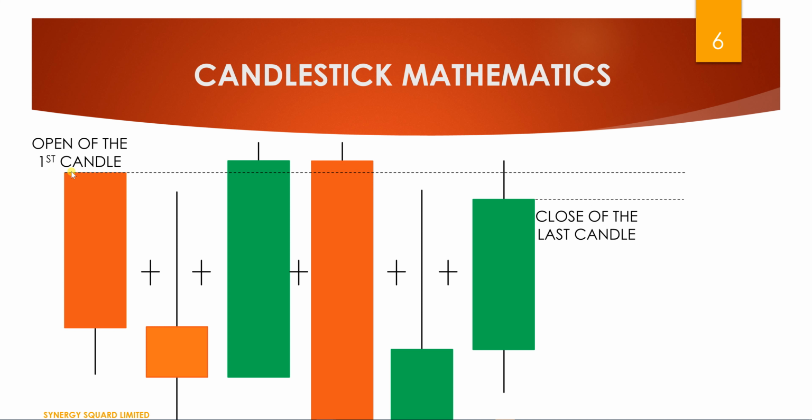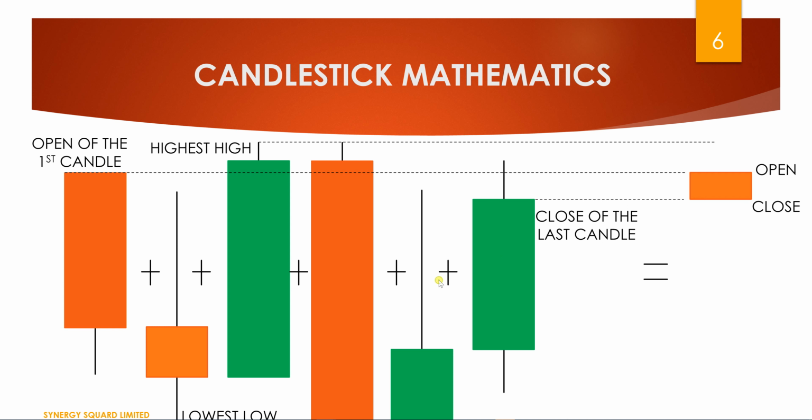This is the opening of the first candle, we extend it, and this is the last candle we extend. Then we also take the highest high, we extend it to this point, and also the lowest low, it is extended to this point. Then the sum of these candles, when put together, we have this body. This is the open, and so we make this the open. And this is the close of the last candle, and so we make this the close. And then we connect the highest high to the lowest low.